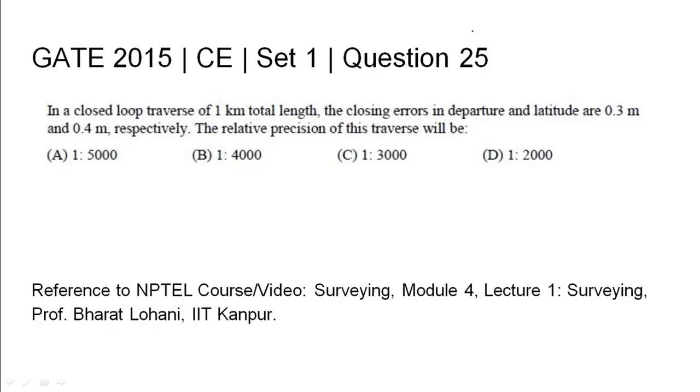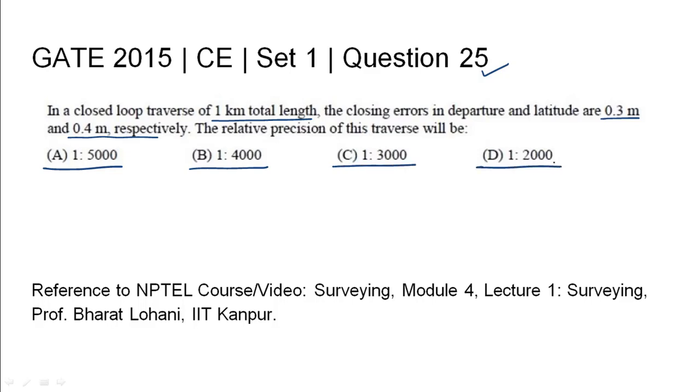GATE 2015 Civil Engineering Set 1 Question 25. In a closed loop traverse of 1 km total length, the closing errors in departure and latitude are 0.3 meter and 0.4 meter respectively. The relative precision of this traverse will be, the four options given are A 1 is to 5000, B 1 is to 4000, C 1 is to 3000 and D 1 is to 2000.